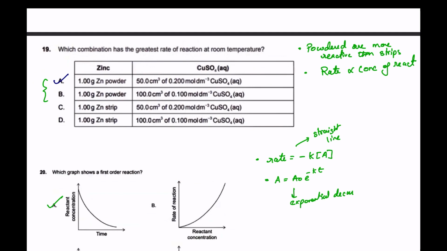Question 19, which combination has the greatest rate of reaction at room temperature? So we have zinc and we have copper. We have zinc as 1 gram powder or a 1 gram strip. And we have copper as 50 centimeter cube of 0.2.